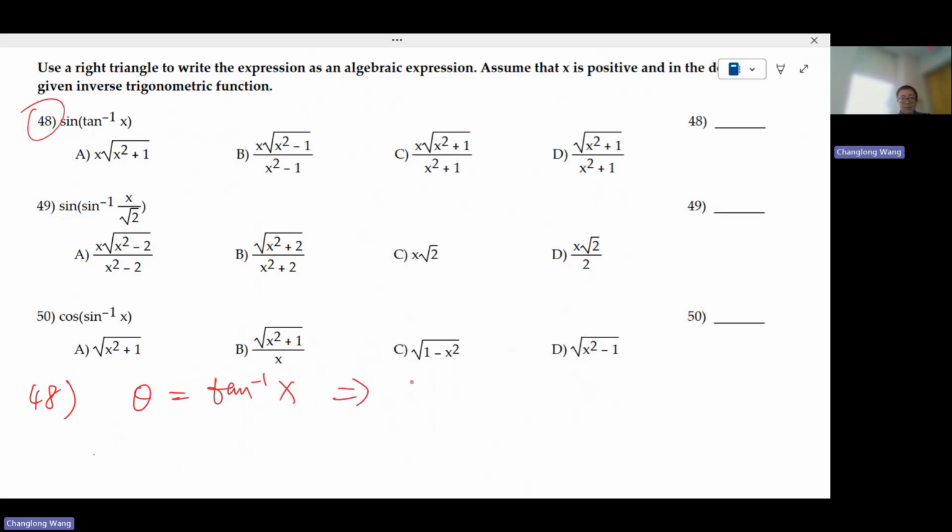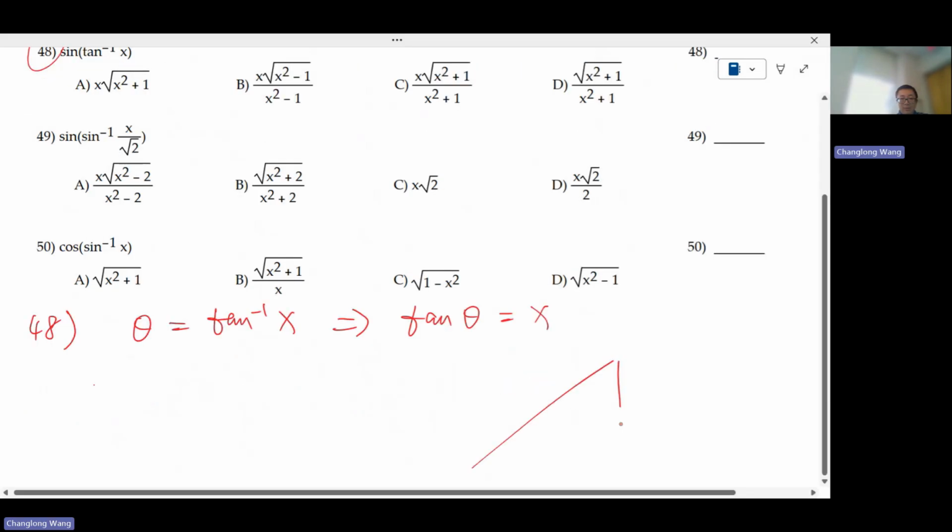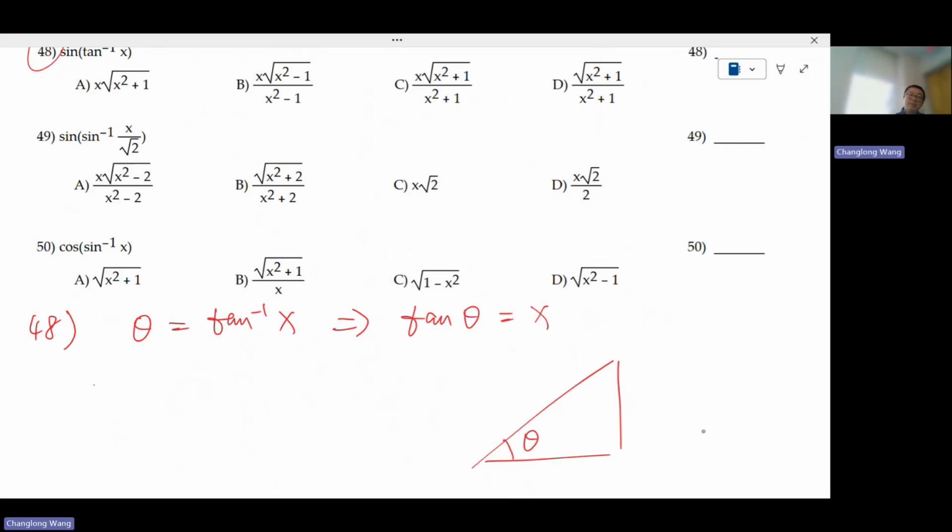Rewrite it as. Well, why don't you tell me? If I rewrite it, what does it look like? Tan theta equal to x. Yes. Tan theta equals x. And you know how to label the sides. If I draw a right triangle with angle theta here, what should be the opposite? X. And adjacent must be 1, x over 1, right? Then hypotenuse, I mean, you do have to figure it out using Pythagorean theorem. It will be x squared plus 1, right?